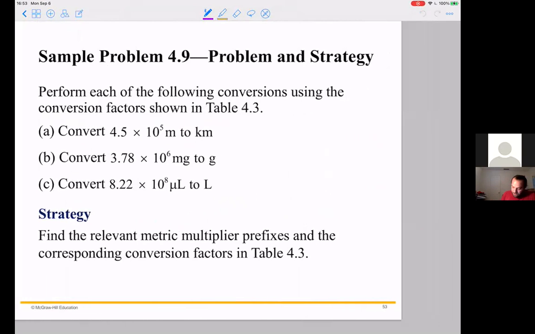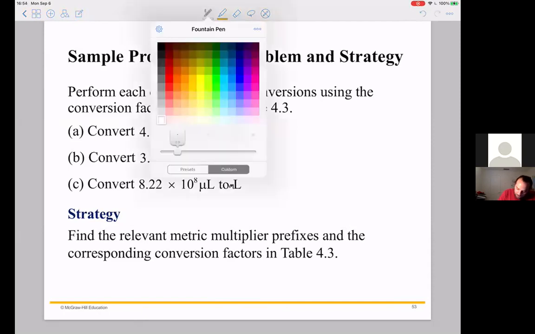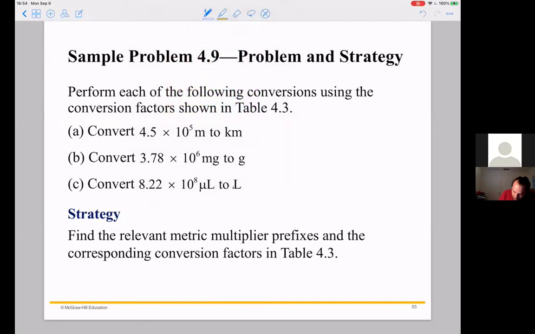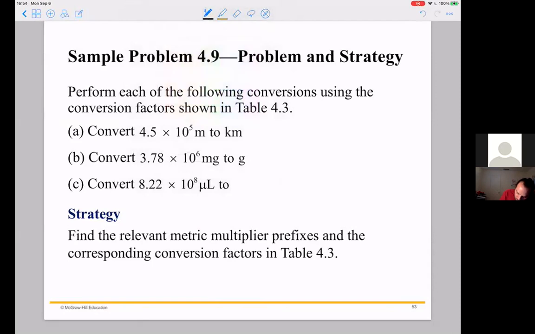So yeah, let's do a few examples. And actually, for this last one, let's go from microliters to milliliters, so we practice that skill. Okay, so for the first one, we're going to go from meters to kilometers, starting out with 4.5 times 10 to the 5th meters.